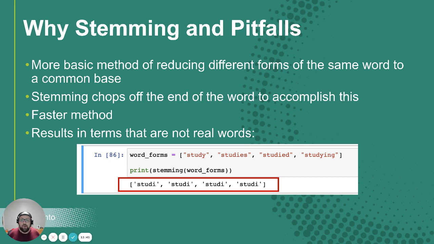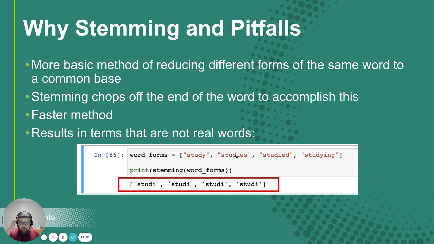Okay, so let's talk about stemming and some of the pitfalls. Stemming is a more basic version of reducing the different forms of a word to its base. It basically just chops off the end of the word to accomplish this, which makes it a very, very fast method, but it often results in words that aren't real.